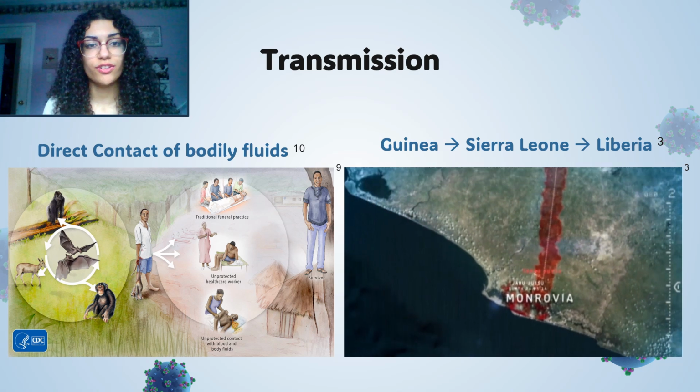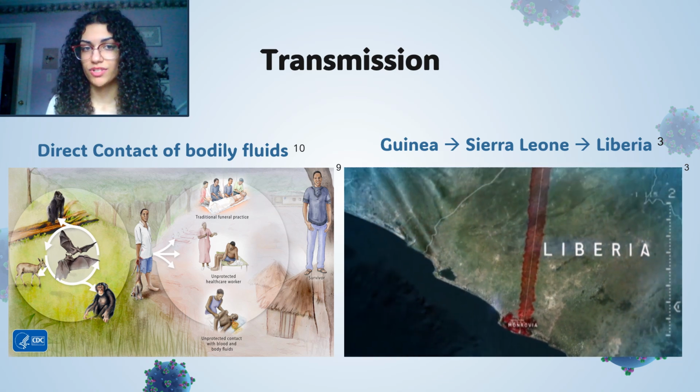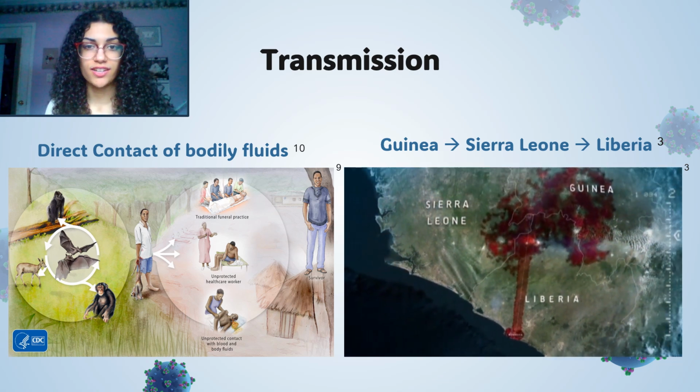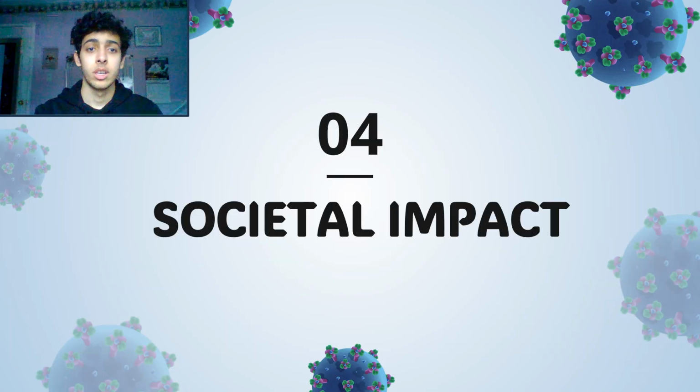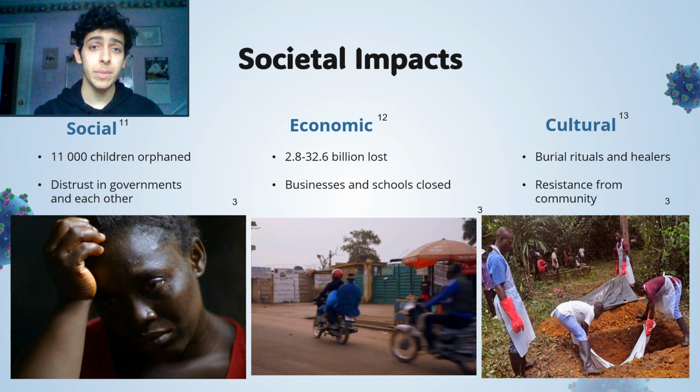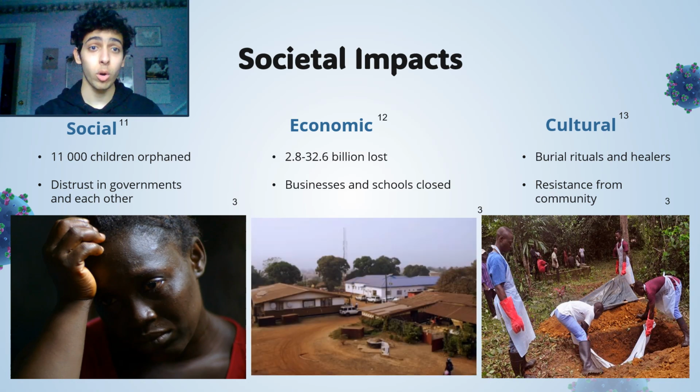After 2 horrific years, in March 2016, the end of the epidemic was declared, but this was only after it was recognized nationally as a concern. The impacts this epidemic left on societies and civilizations is truly heartbreaking. Socially, this epidemic led to 11,000 children losing one or more parents.